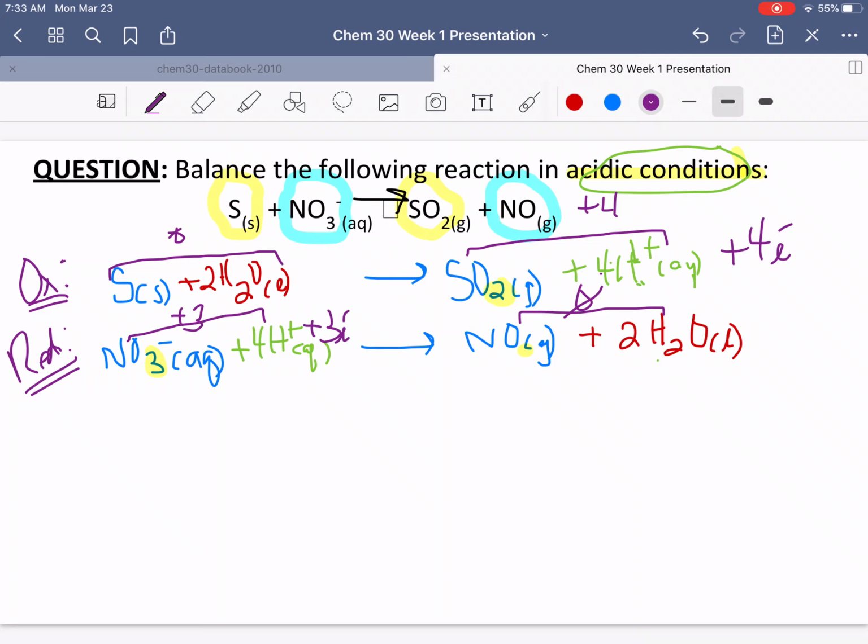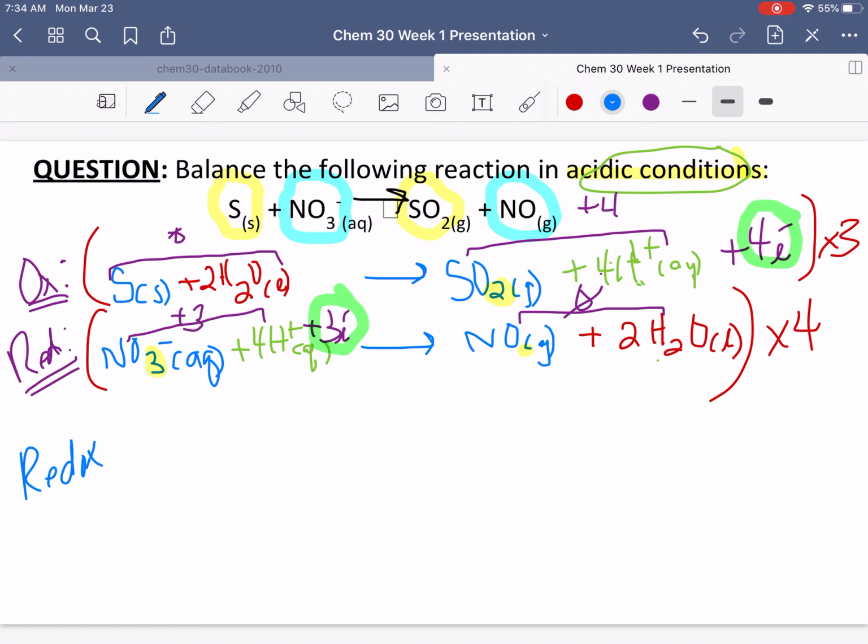We're on to the last step where we need to balance out those electrons. Going through this, have a look. I have a total of 4 electrons being produced in the oxidation reaction, 3 electrons being gained in the reduction reaction. To balance those out, I'm going to multiply the top reaction by 3 to get it to 12 electrons. I'm going to multiply the bottom reaction by 4 to also get it to 12 electrons. Okay, 12 electrons, life's good, they cancel out.